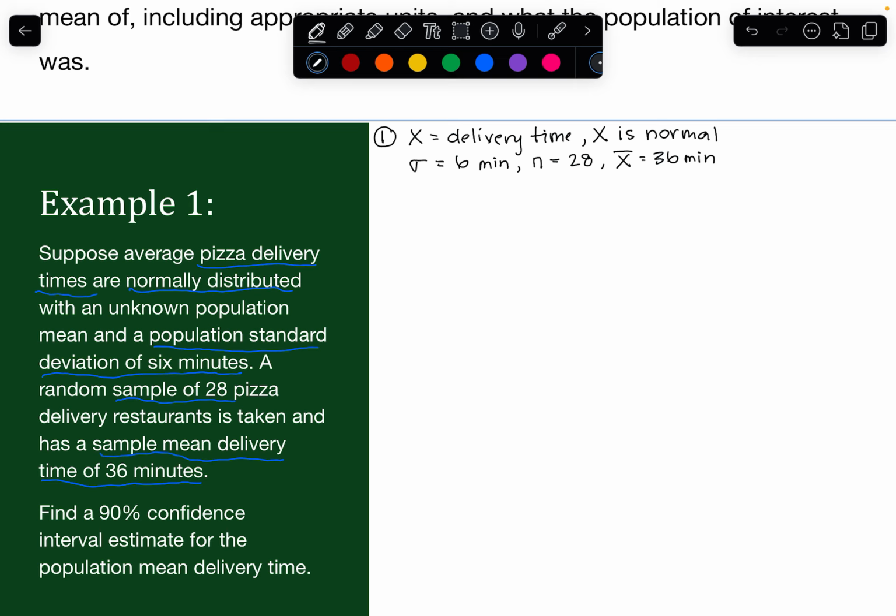The other thing I should do is identify what I'm being asked to do, and that's that second sentence. It says find a 90% interval estimate for the population mean delivery time. And it's this 90% confidence interval that's big for me. I know that I'm asked to find a 90% confidence interval for the population mean mu.